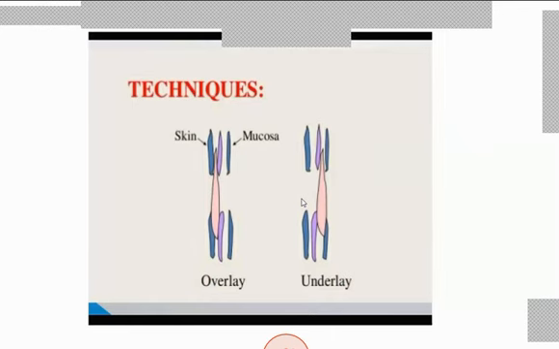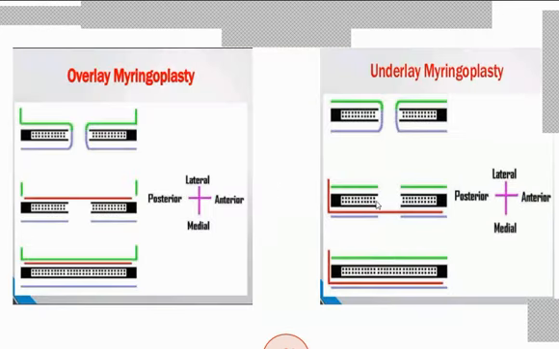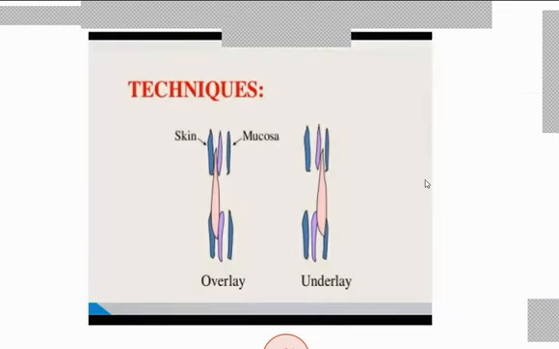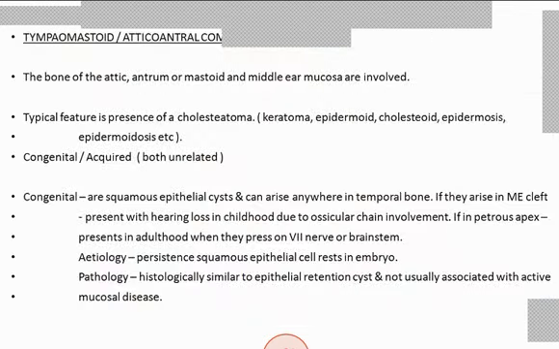Nowadays, another technique is also being developed, that is the interlay technique, between the fibrous layers, which we take. That is not important. Coming to the atticoantral or unsafe type of CSOM.